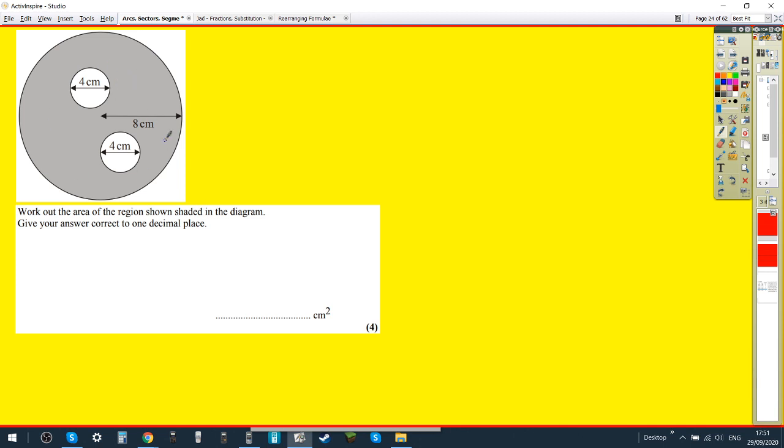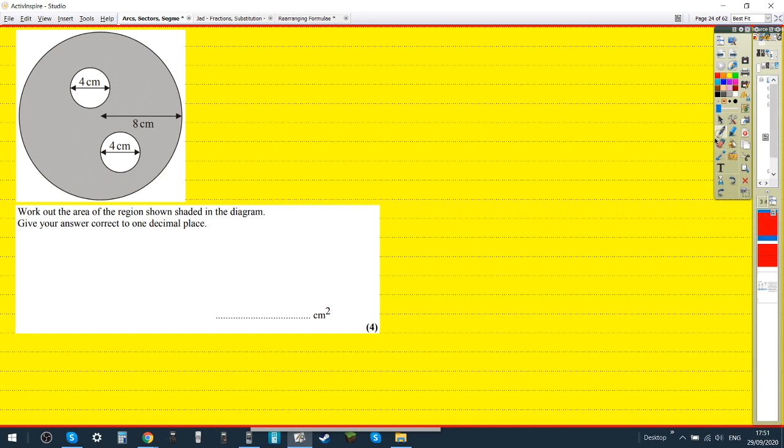Okay, we have to work out the shaded region. How do we do that? It would be the total area minus the unshaded area that would give you the shaded area.